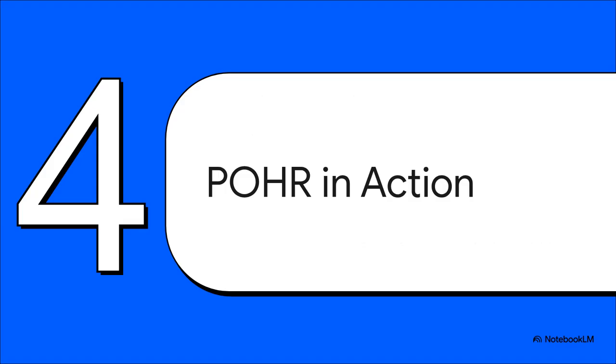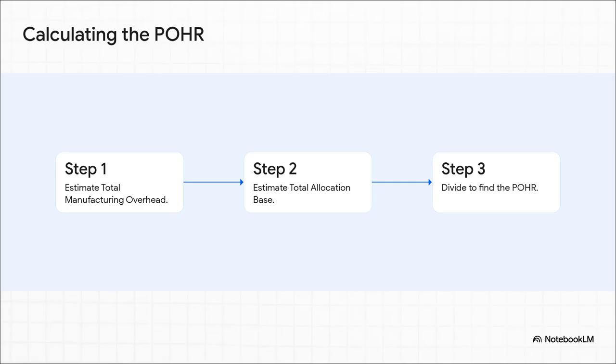Okay, enough theory. Let's make this totally real. We're going to walk through an example from a company called Yost Precision Machining and see exactly how this calculation plays out. And remember, it is the same simple three-step dance every single time. Get your top number, get your bottom number, and then just do the division.